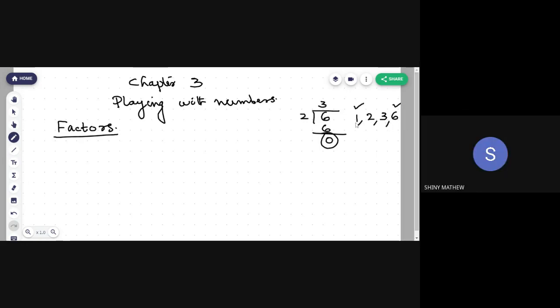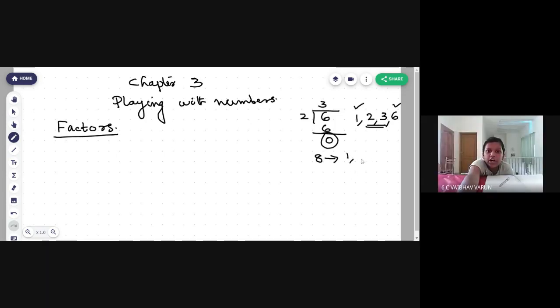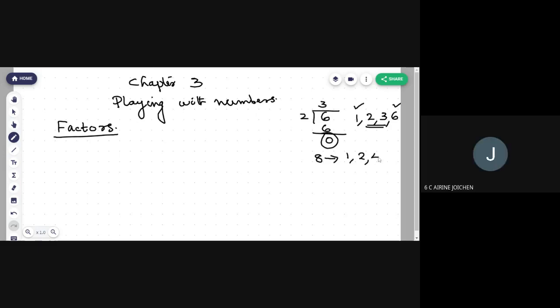Then there are two factors, that means 1 and the same number. In 6 we can see two more factors, that are 2 and 3. All of you clear? Yes. 1, 2, 3 and 6 are factors of 6. Can you say the factors of 8? 1, 2, 4 and 8. These are the factors of 8.